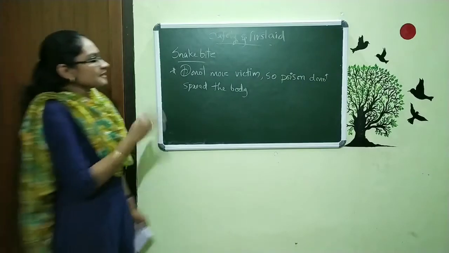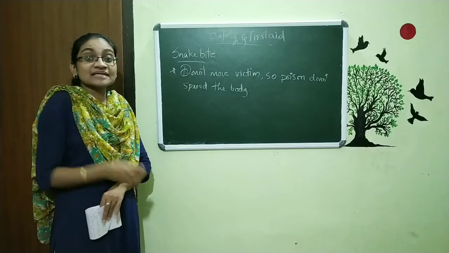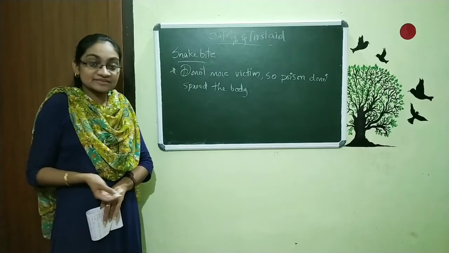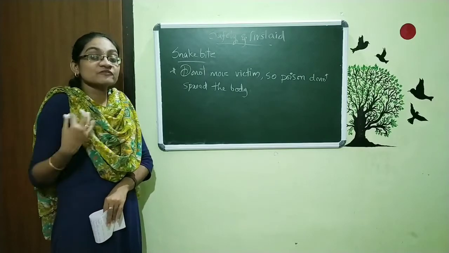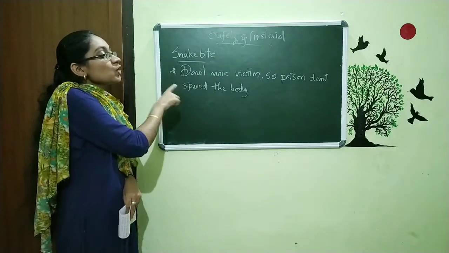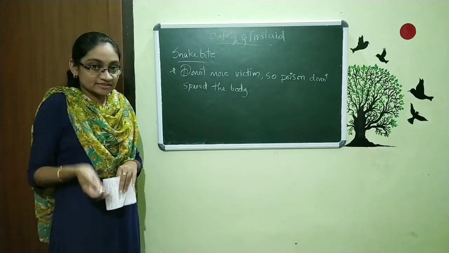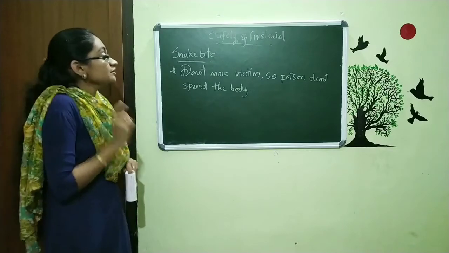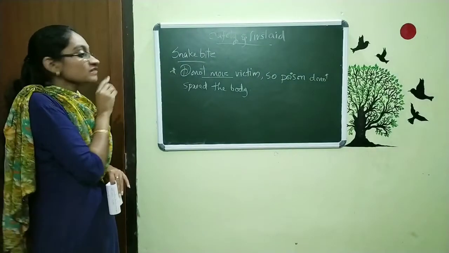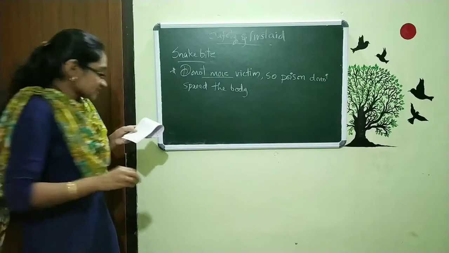That means the snake bites and the person starts running. What happens is that our blood circulation or our heartbeat is getting increased. That means the blood is moving very fast and it will spread very fast. So when the person moves, the rate of spreading of the poison will increase. For decreasing the rate, we do not allow the victim to move. So, the spreading of poison will get decreased. That is the first thing.